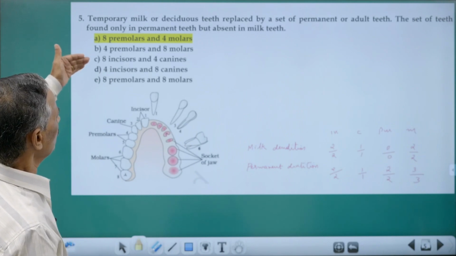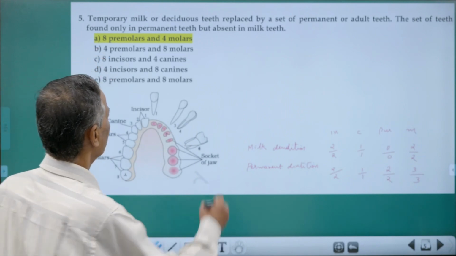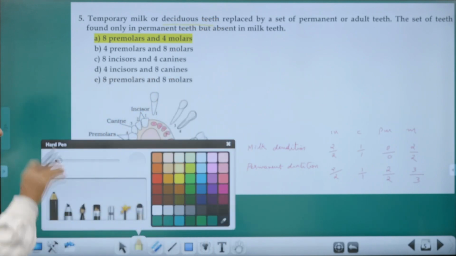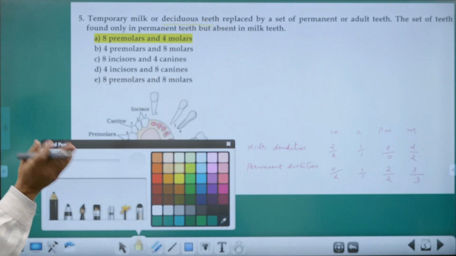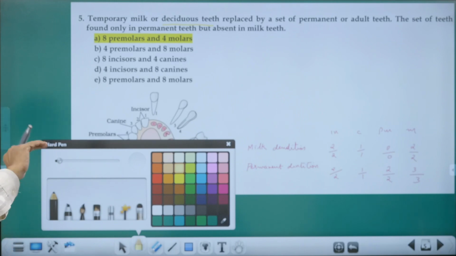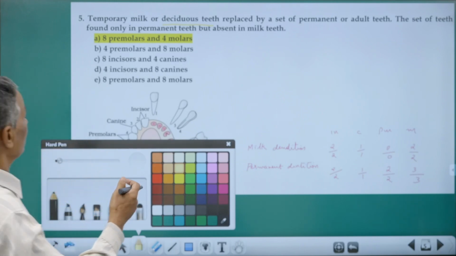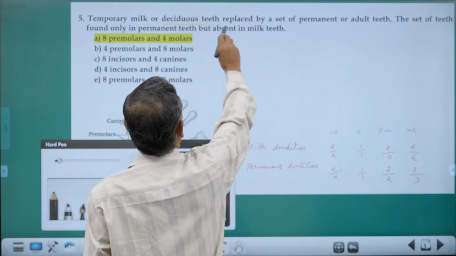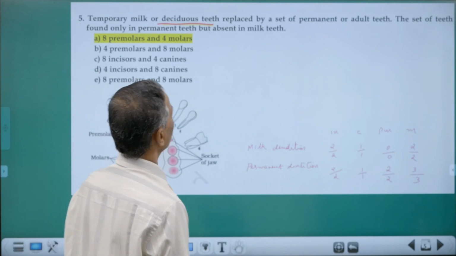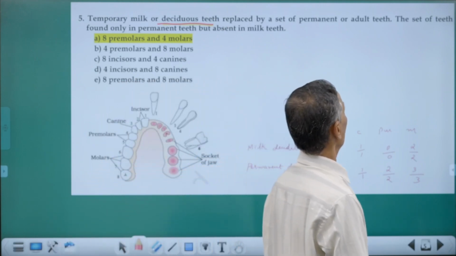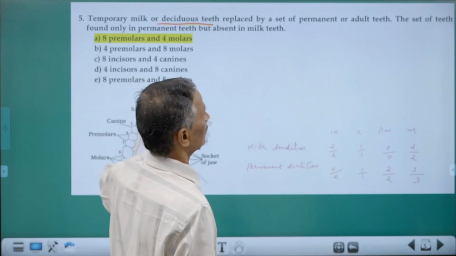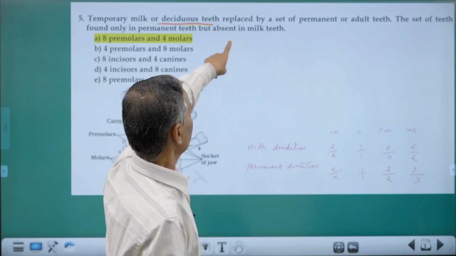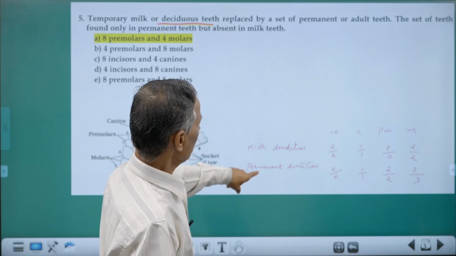Temporary milk teeth are also called deciduous. Why is it called deciduous? Deciduous means this will be falling off. The teeth that appear first are all replaced by a second set. That is why it is called deciduous. They are replaced by a set of permanent or adult dentition teeth. Okay. The set of teeth found only in permanent teeth but absent in milk. See, this is the milk dentition, permanent dentition.